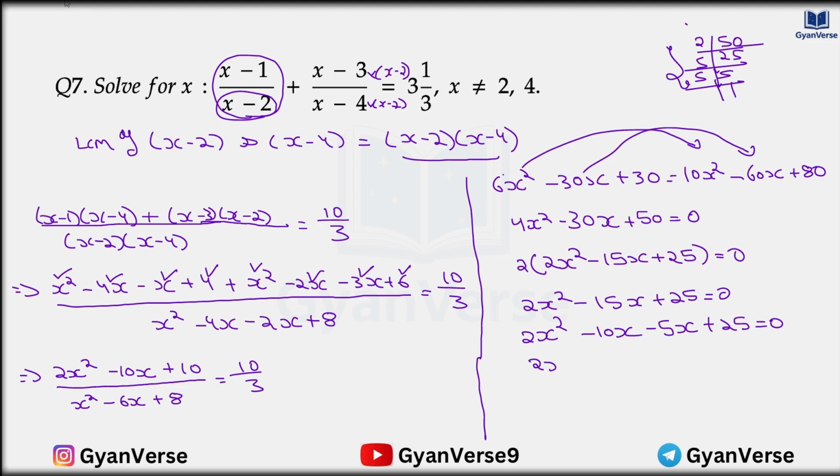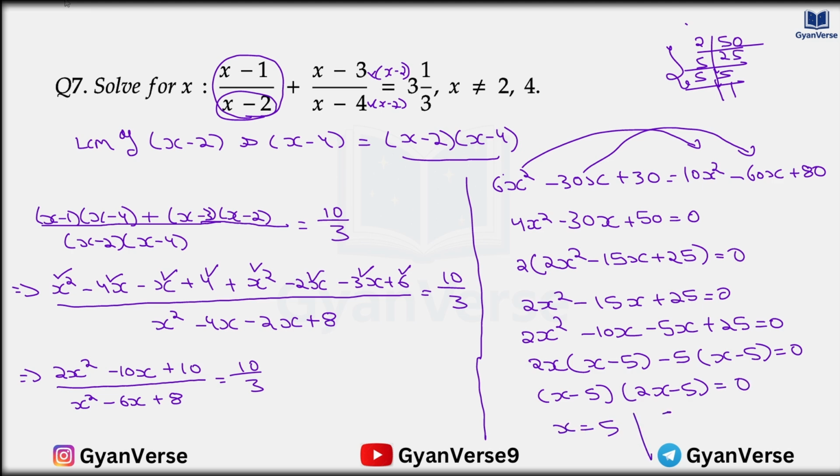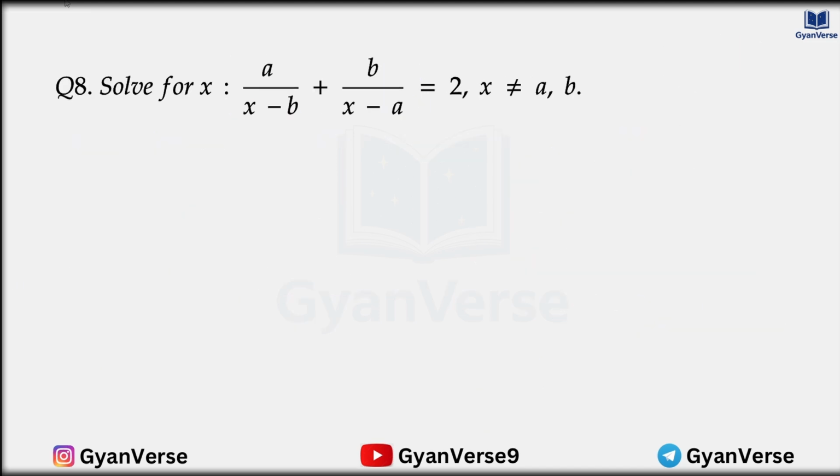So if you take 2x common, it will become x minus 5, and if you take minus 5 common, it will become x minus 5 equals to 0. So x minus 5 into 2x minus 5 equals to 0. So x will become 5, and for the other one, x will become 5 upon 2. So these two are the values of x. Question number 8. This is very important. How you are going to solve this one?